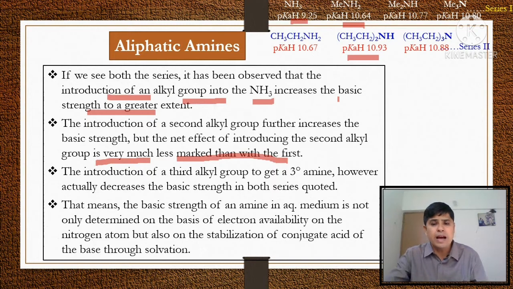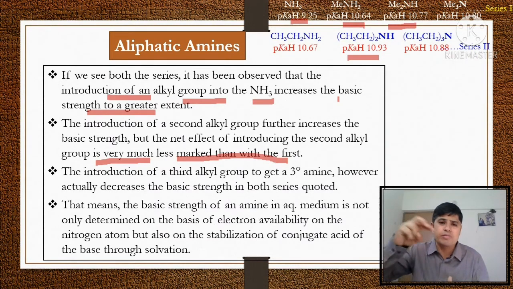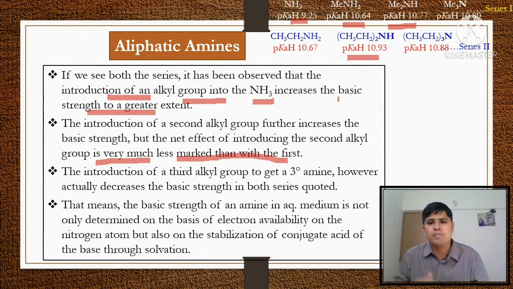But when we insert a second methyl group on the nitrogen atom, there is just a slight increase in the pKaH value. It is 10.77 minus 10.64, so almost 0.13. In case of the first methyl insertion, the increase in pKaH value is around 1.4 units. By the insertion of the second methyl group, the value increases just marginally, by 0.13. And in case of the third insertion of a methyl group, the value is increased by how much?